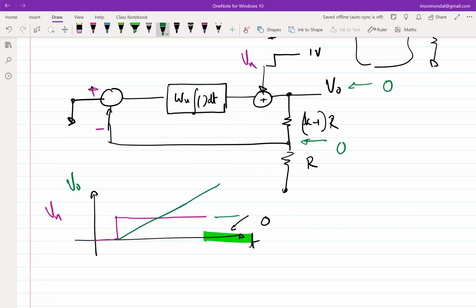Start from this 1 volt; we'll do the starting later. I want to see if the class is convinced about what the final output will be after waiting for infinite time. Will it be 0? Okay, how many of you think it's 0? How many of you think it's 1? And how many of you think it will keep on ramping?